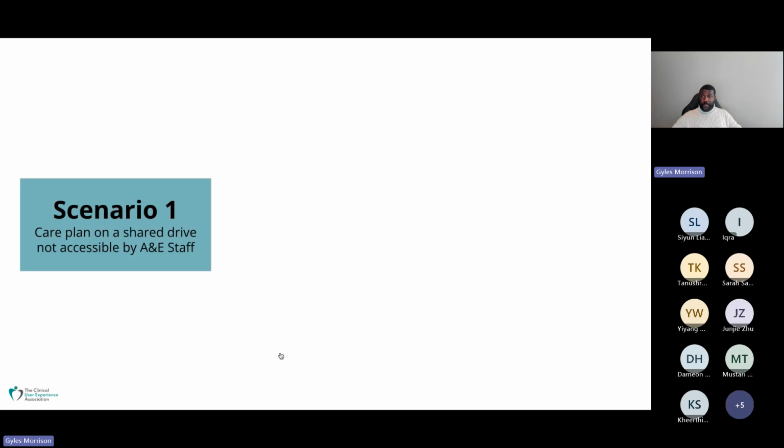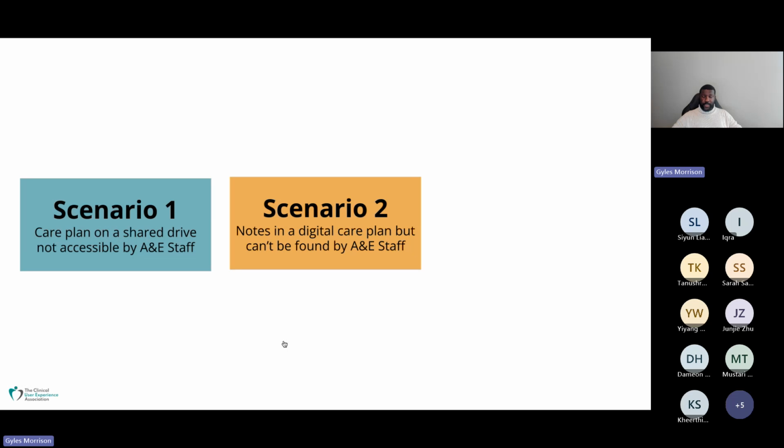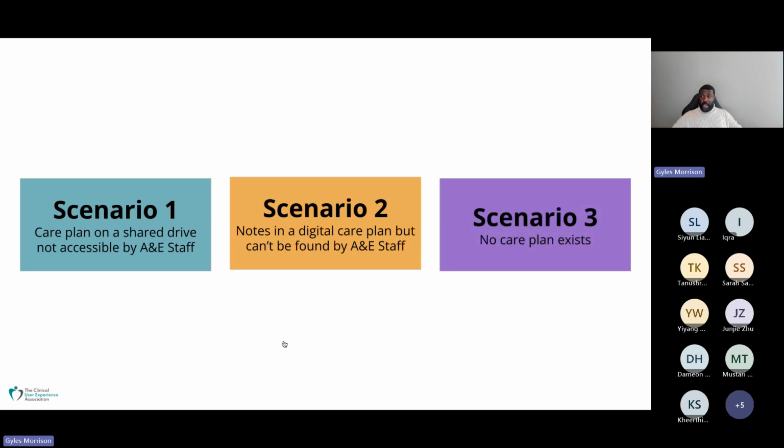So one scenario is that there's a care plan on a shared drive not accessible by A&E staff. That was the first scenario I was hearing about. There is information about what to do for these patients, but the A&E staff who first see the patients don't have access to it. The next situation is that the notes are in the digital care plan, but can't be found by A&E staff. And then the last one is that there's no care plan at all.